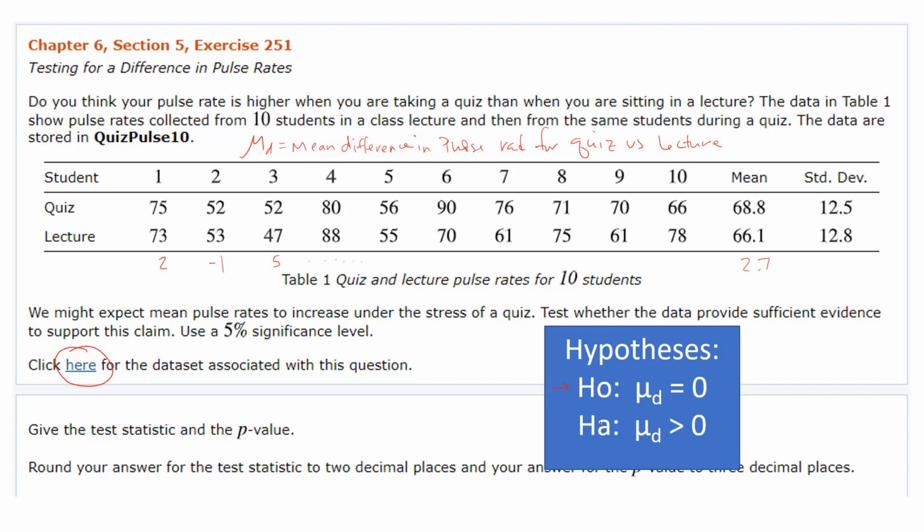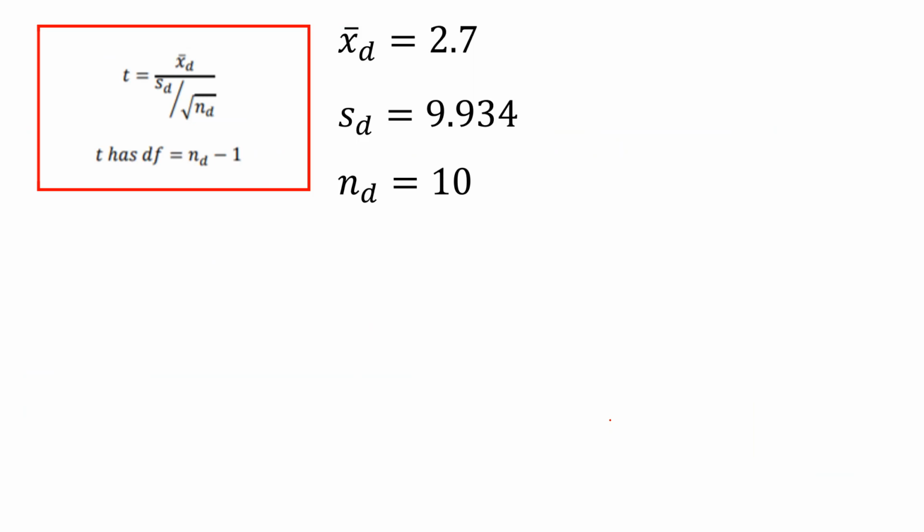So our null hypothesis is that the mean of the differences, or the mean difference, is equal to 0. And for my alternative, we wanted to know if the pulse rate was higher when we were taking the quiz. And since we did quiz minus lecture, if we got a positive number for that difference, then that would mean that the quiz was higher. So my alternative is that the mean difference is greater than 0, which would indicate that my pulse rate was higher during the quiz. So that's going to be my alternative hypothesis. All right, now I'm ready to go ahead and find the test statistic and the p-value.